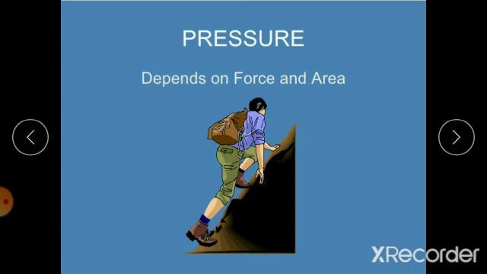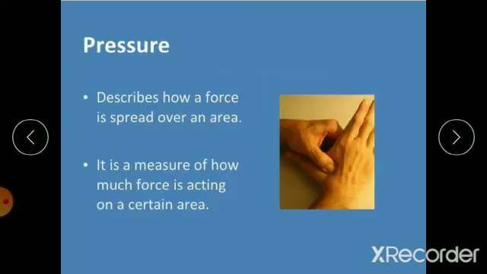So from this you can say pressure depends on force and area. Okay. What are the two factors that the pressure depends on? One is force and the other one is area. Pressure describes how a force is spread over an area. It is a measure of how much force is acting on a certain area. So in today's class we have seen measuring force, the SI unit of force and the resultant force, right? And then you have seen the pressure and the factors on which the pressure depends, right?